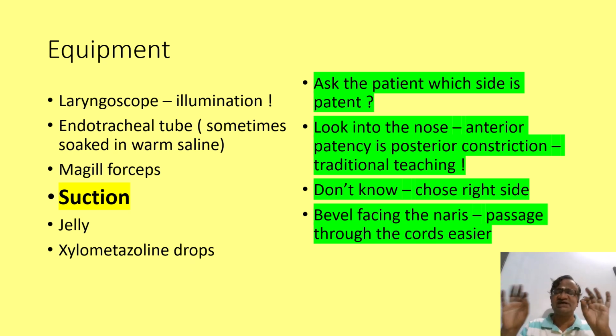Ask the patient which side is patent. That is a very easy question. The original teaching is that where the anterior is patent, the posterior may not be patent, so sometimes people choose the side with an anterior block. I always choose the right side preferably, with the bevel facing the naris. I think the passage through the cords is easier.